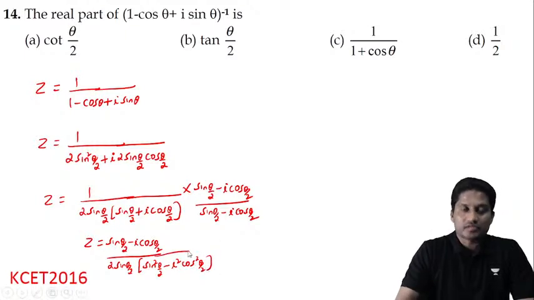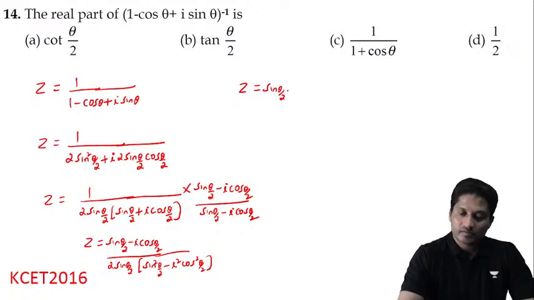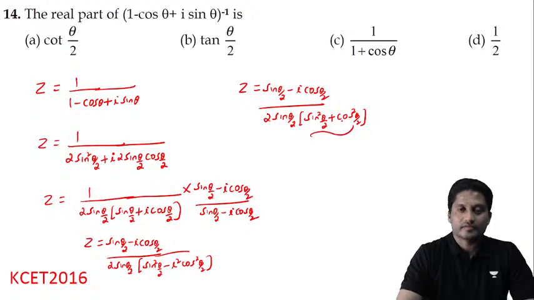I square is minus 1. This becomes z is equal to sin theta by 2 minus i cos theta by 2, whole divided by 2 sin theta by 2. Okay, this is sin square theta by 2, i square is minus 1, this is plus cos square theta by 2.